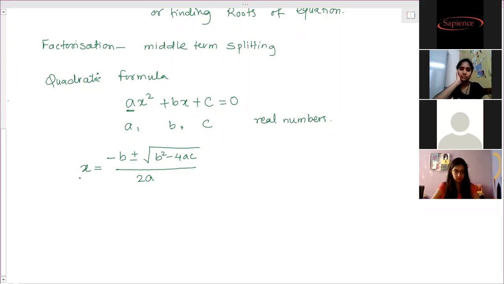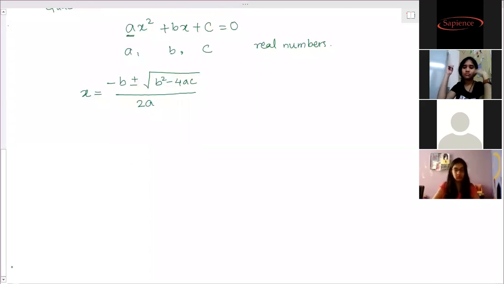This formula is derived by the completing square method. If I explain it you will go mad, so I'm not doing that. Completing square method itself is now removed, so there is no use of knowing how it came. But at the end I will explain it, not now. Okay, so we will solve questions using this, so write down this one.